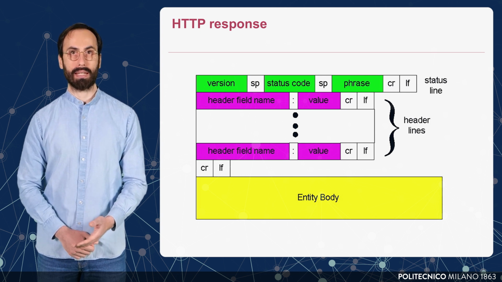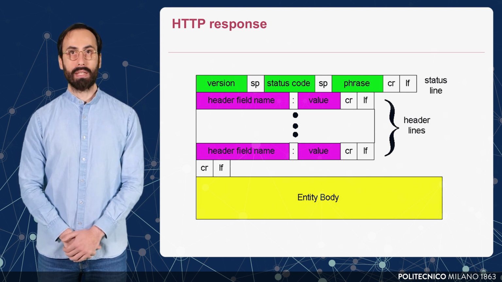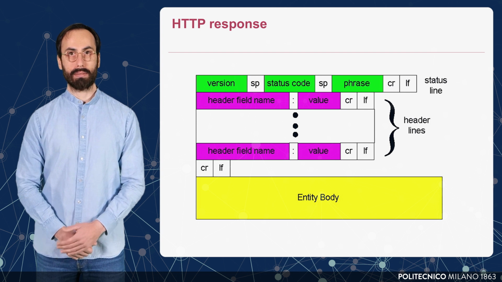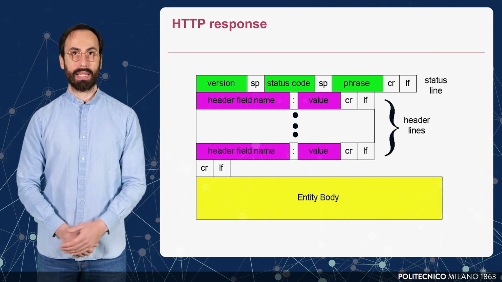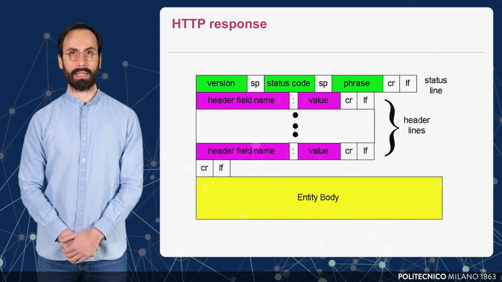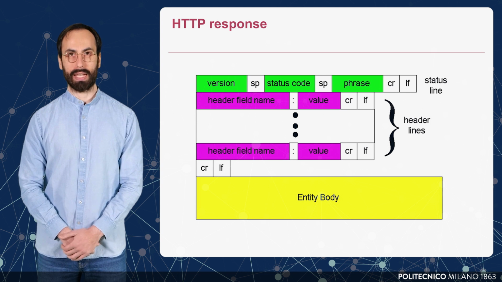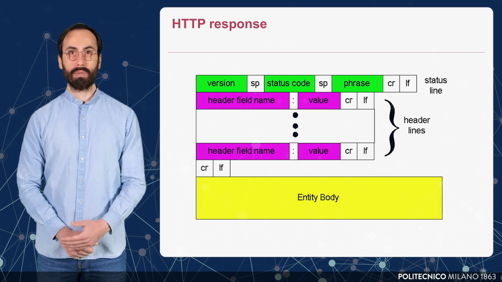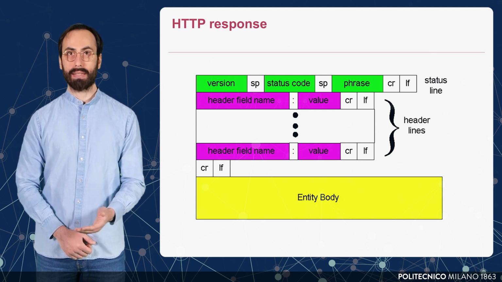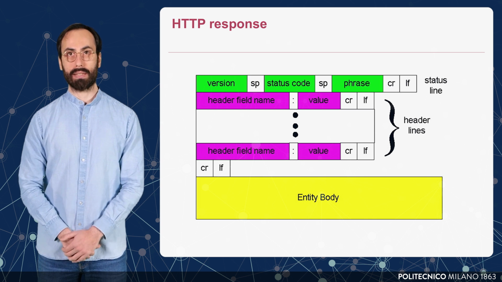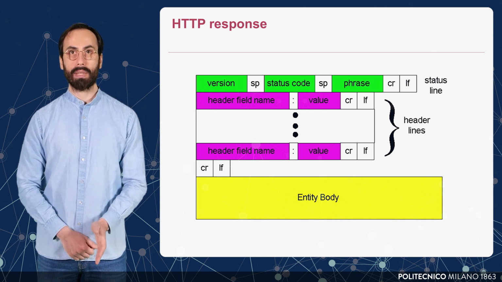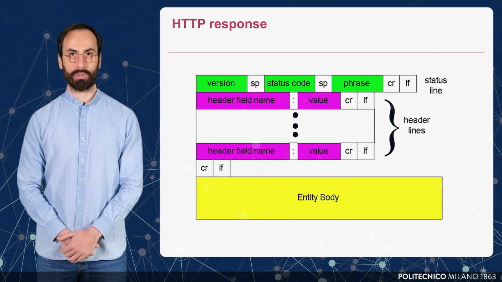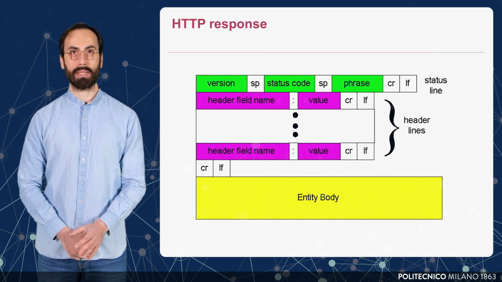Following the status line are the header lines, which provide additional metadata about the response. Each header consists of a field name such as Content-Type or Content-Length, followed by a colon and a value. These headers convey information such as the type of content being sent, its length, or caching directives. Multiple headers can be included in the response, and they are also separated by line breaks to ensure clarity.